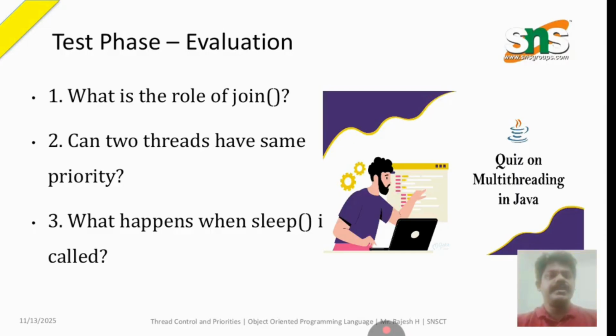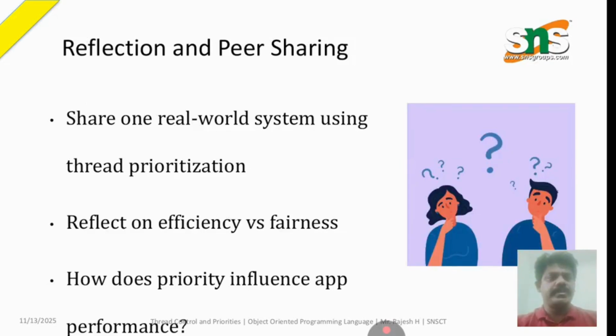So here is the test phase. You need to evaluate yourself: what is the role of the join method, can two threads have the same priority, and what happens whenever the sleep function is invoked. These are the questions you have to try out.